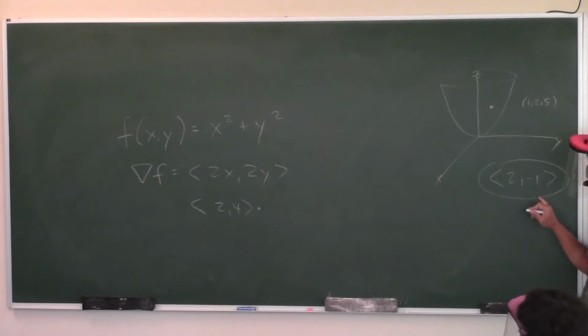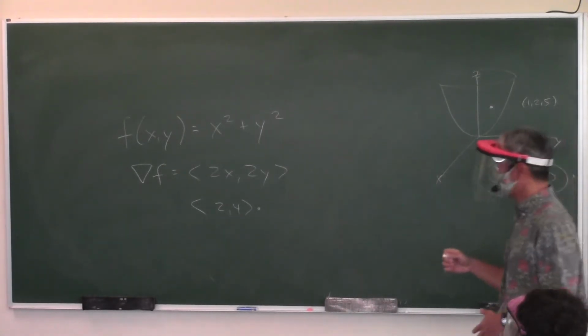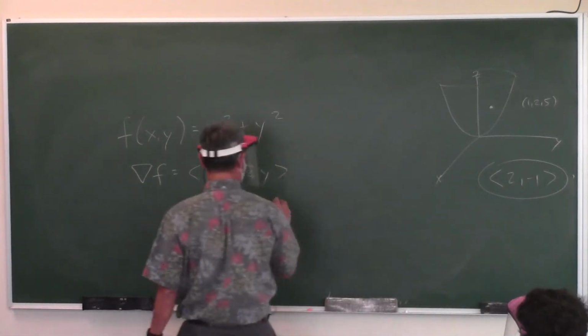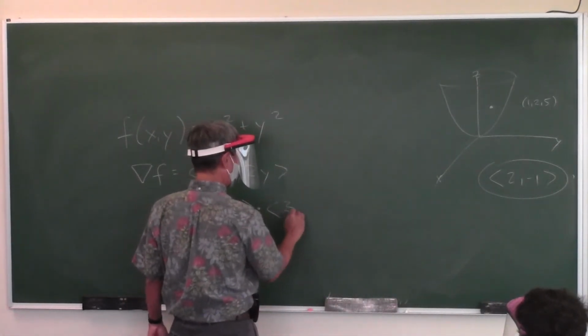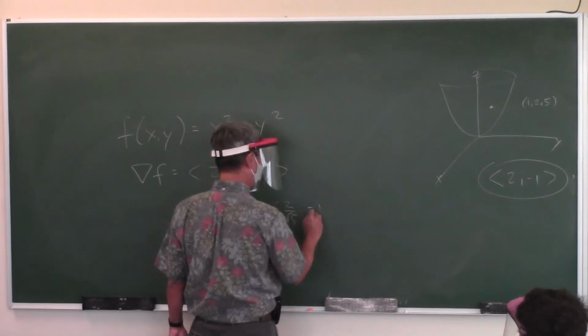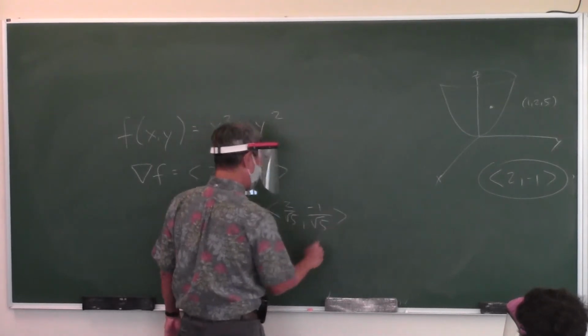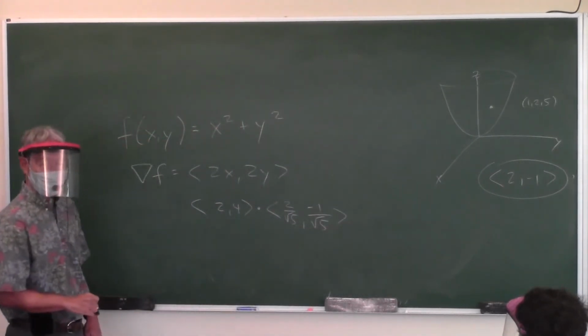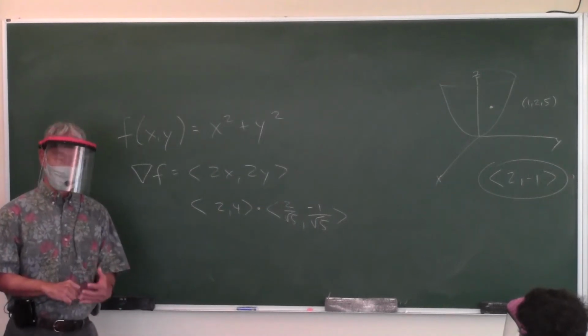So the length of this vector is what? Root 5. So therefore, what is the unit vector that points in that direction? 2 over root 5, comma, negative 1 over root 5. If you compute the dot product of this, that is the directional derivative.